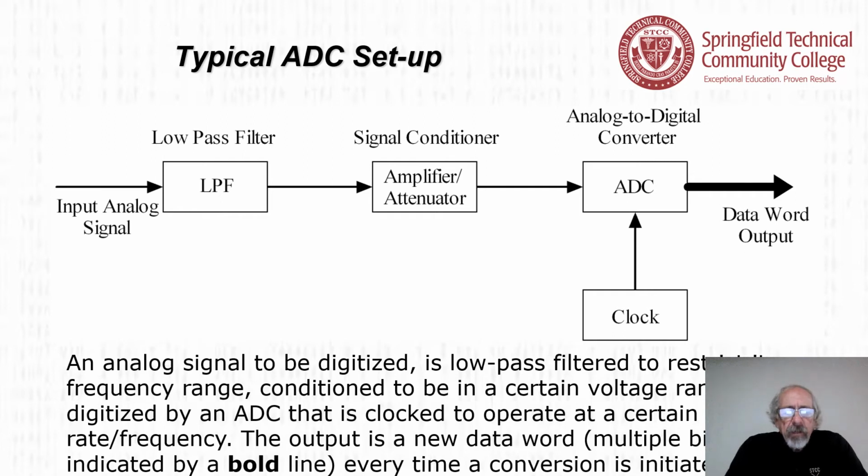So an analog signal to be digitized is low-pass filtered to restrict its frequency range, conditioned to be in a certain voltage range, and digitized by an A to D converter that is clocked to operate at a certain sampling rate or frequency. The output is a new data word. Multiple bits is indicated by the bold line every time a conversion is initiated.